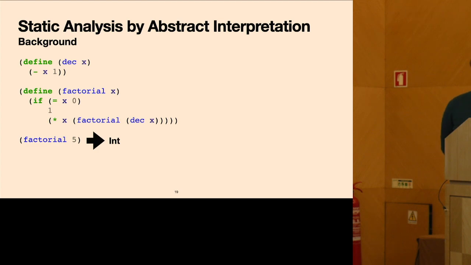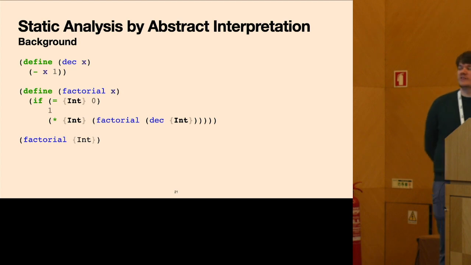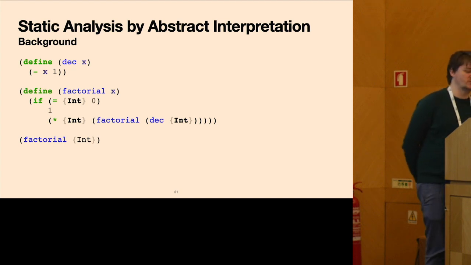To show you how this works, let's go back to the analysis of our factorial program. The end result would be int, as we would expect, and we arrive at this by replacing all concrete values with abstract values, such as the 5 that we replace with int. The execution of the program continues. We see that the variable x is also replaced in the condition of the if expression, and then also in the multiplication that we have in the false branch of the if expression.